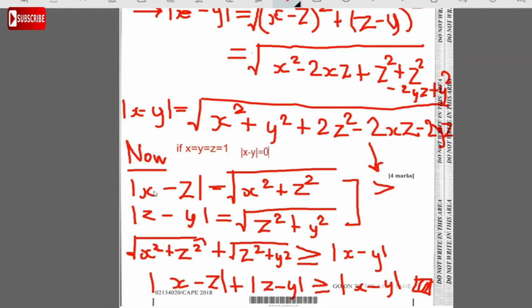Now look at this now. x has 1, and z has 1, you get 1 plus 1 is 2. So in this case, you'd be getting the square root of 4, which works out to be 4. So if x, y, and z are 1, down here you'd be getting the mod of x minus z plus the mod of z minus y.